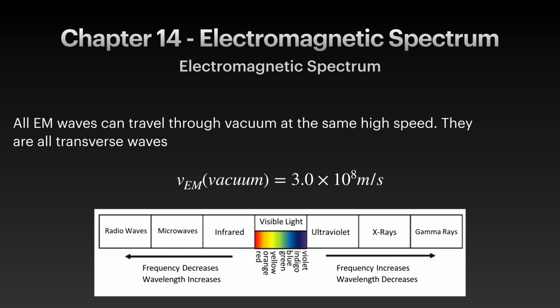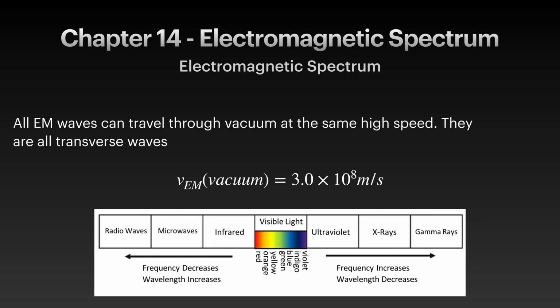And the wave type. All electromagnetic waves are classified as transverse waves. This means their oscillations occur perpendicular to the direction of the wave propagation. Lastly, the energy transfer. Electromagnetic waves can transfer energy through space without the need of a medium, allowing them to travel through the vacuum of space.